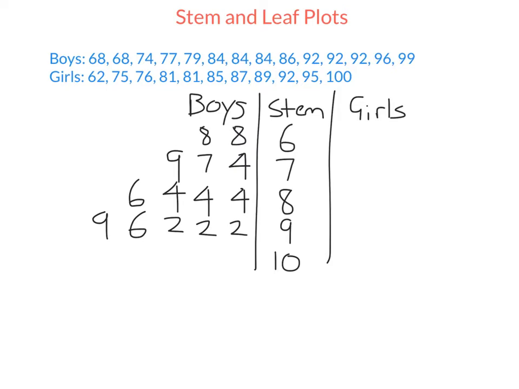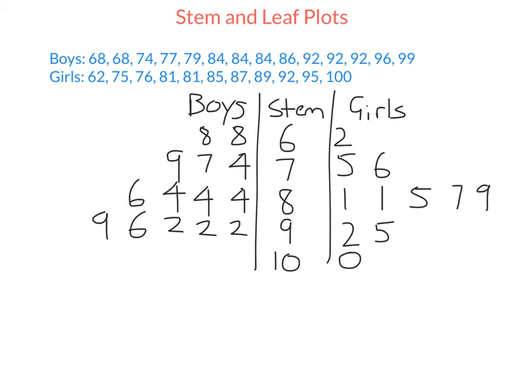So that's boys done. For girls, I'm going to do something similar. I'm going to put 62 here. This is the number of tens. The number I put here is just the number of units. For 75, I just put a 5 here. Remember, lowest scores closest to the stem. And I will get something that looks like this. This is what a back-to-back stem and leaf plot looks like.